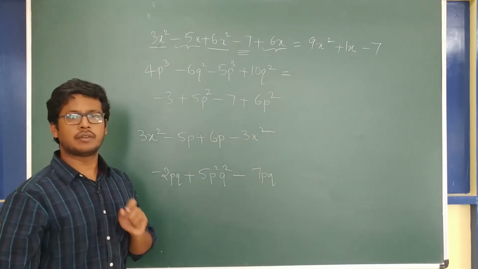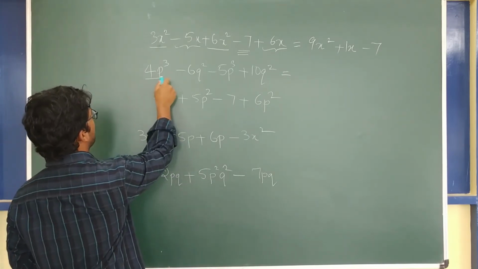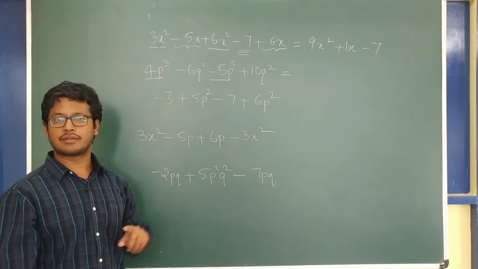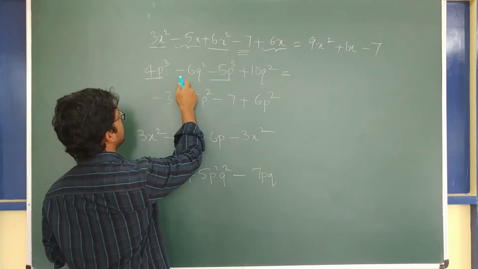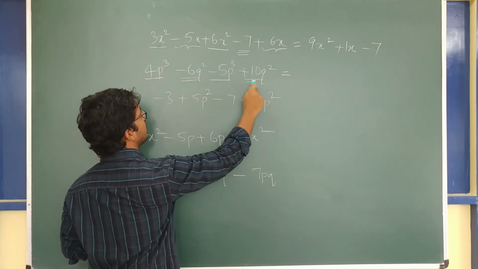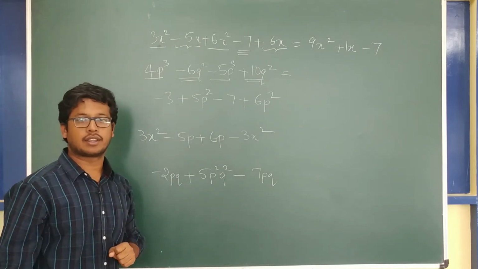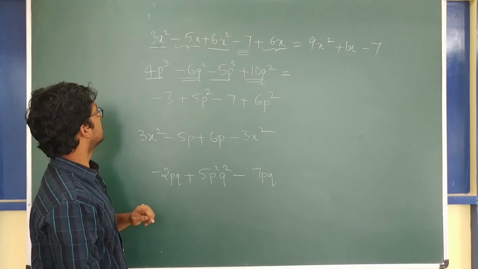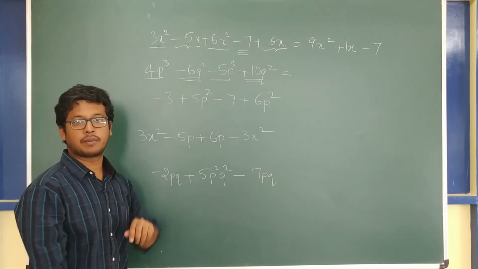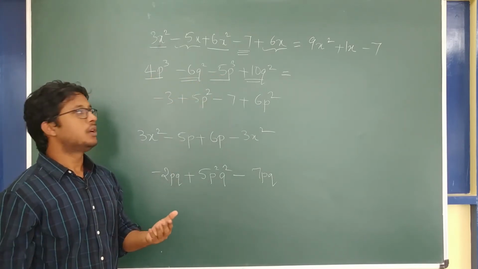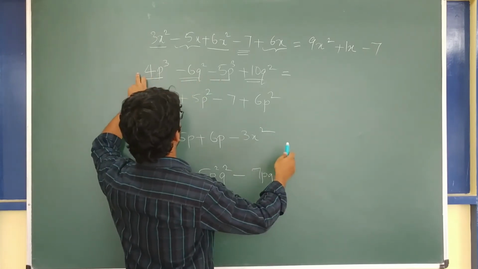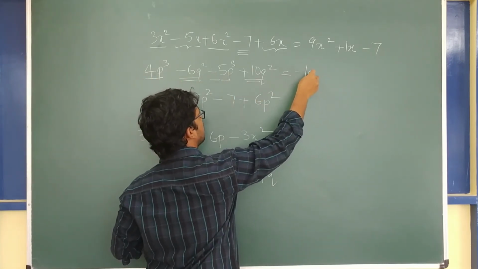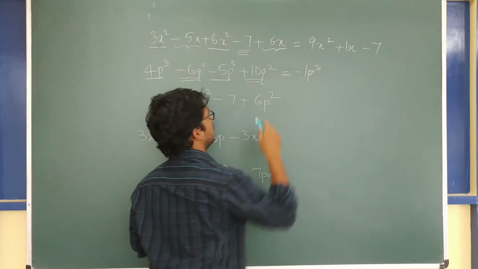So let's check this one. First identify which are the like terms you have. 4p cube and minus 5p cube, this is one set of like terms. Another set of like terms we have is minus 6q square and 6q square and plus 10q square. So let's see what this is. 5p cube plus 4p cube minus 5p cube. Different signs, you subtract them, which means it will be 1, and since the bigger number is 5, it becomes minus 1p cube.